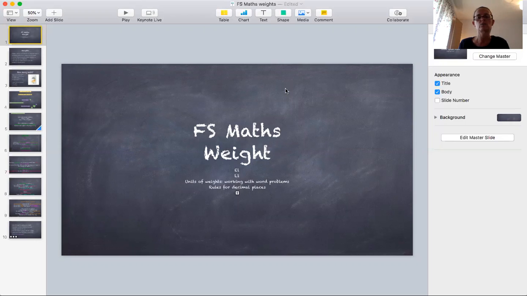And today we're going to look at weight, because weight deals with decimal places. So we've done fractions and the size, and we've done how to order decimals. And now we're going to look at how we work with decimals. One of the ways that we work with them is when we deal with weights and measures and area and things like that. So today our lesson is going to be on weight. It's units of weights, working with word problems and rules for decimal places.